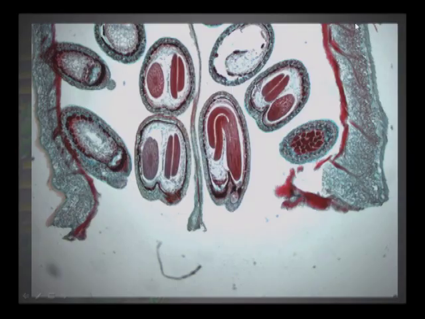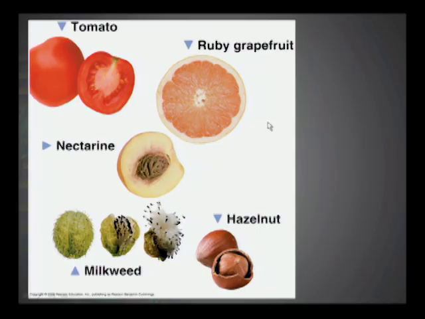So again, this would be the fruit out here, and then we have the seeds inside of a fruit. And again, that's the last aspect of this. Seeds housed within the fruit, and the fruit develops from the ovary of the flower.